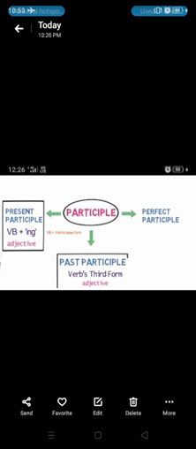So here, past participle also, we form the past participle by taking the verb third form, and this verb third form will also act like an adjective. Okay, let us see the example of how it behaves like an adjective.